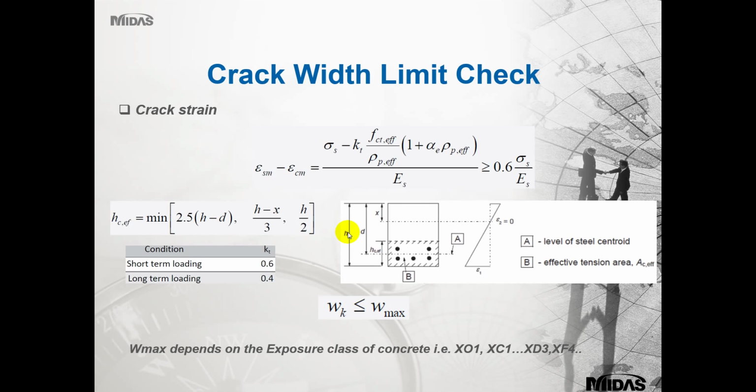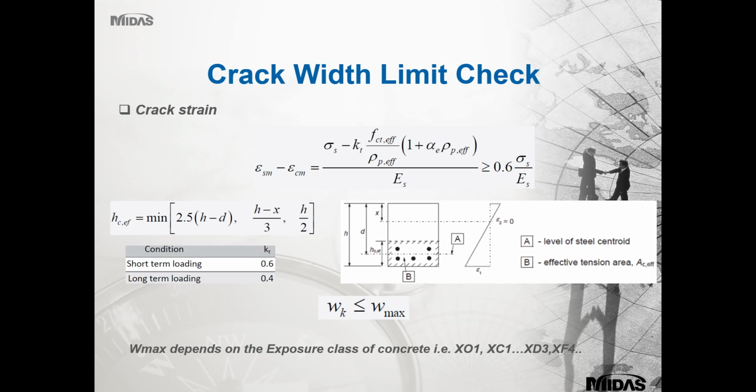So just to focus on the crack width limit checks, which is the use of the effective concrete area in the tension zone for calculating the crack width. Just to illustrate that there, and take into account the exposure class decides the allowable crack width, and you see there at the bottom, the W max depends on the exposure class of concrete, so the XO1, XC1, etc. all the way through.